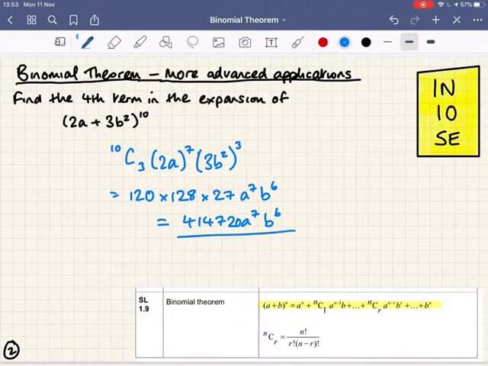There's my answer. Don't forget, the fourth term isn't the one with b raised to the power of 4. It's the one with b raised to the power of 3.